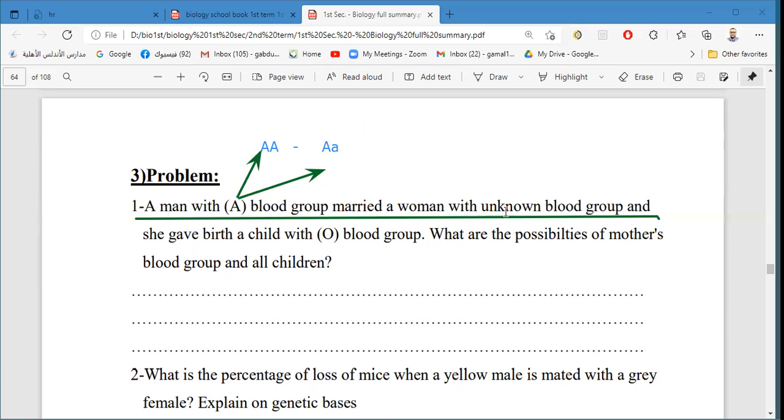Married a woman with unknown blood group. The woman has unknown blood group. We don't know the blood group of the woman. Okay? And she gave birth to a child with O blood group. Type O blood group for the child. We know that O has one genotype, which is what? OO.